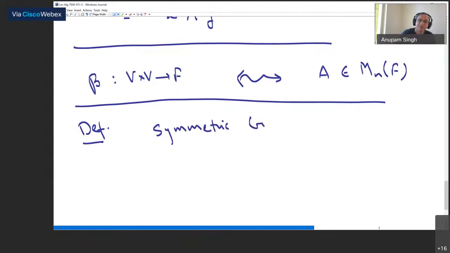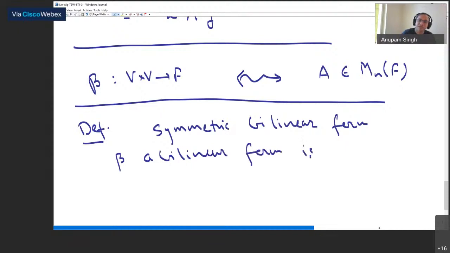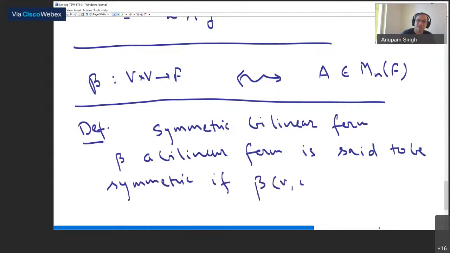Symmetric bilinear form. So suppose I have a bilinear form beta. A bilinear form is said to be symmetric if it satisfies beta of any vector v comma w is beta of w comma v. That means if I switch v and w, I should get the same scalar, and this should happen for all v and w in the vector space V.